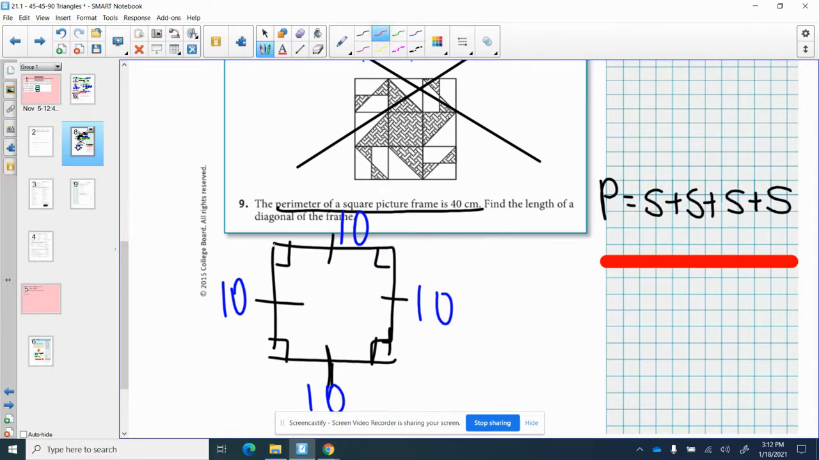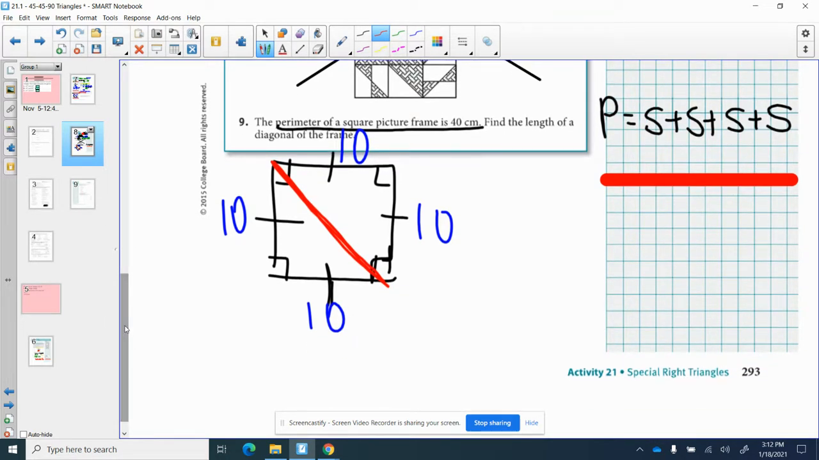Now, this question is asking us for the length of the diagonal, which we know the diagonals are the same length in a square from last unit, or from unit 2, part 3. And we're looking for this value here. So we've actually seen this problem a couple times before when we talked about Pythagorean theorem. The nice piece, though, is we now have a shortcut.